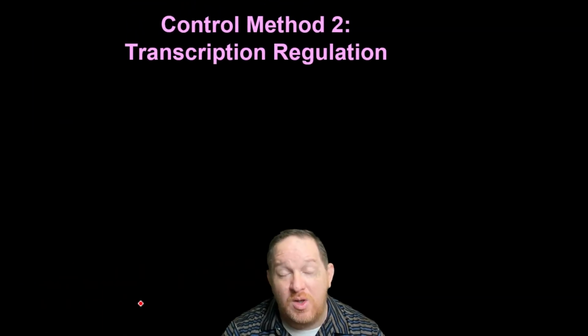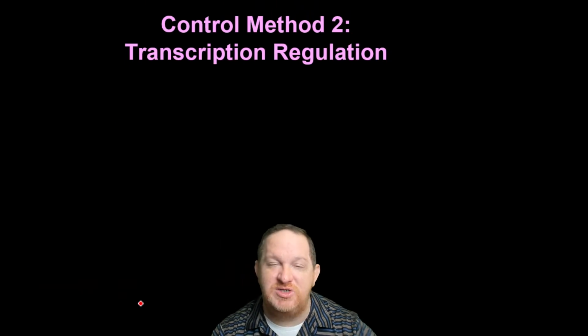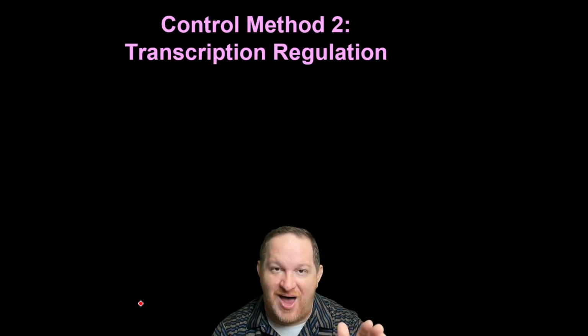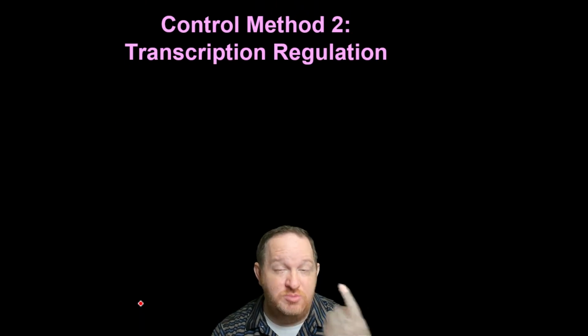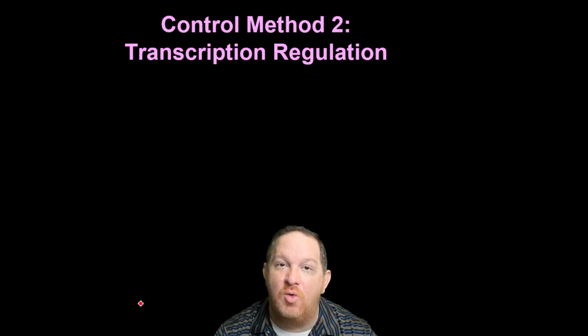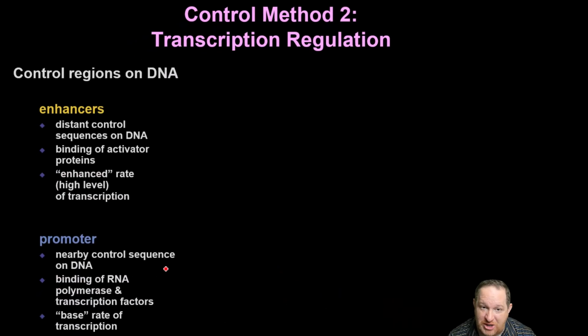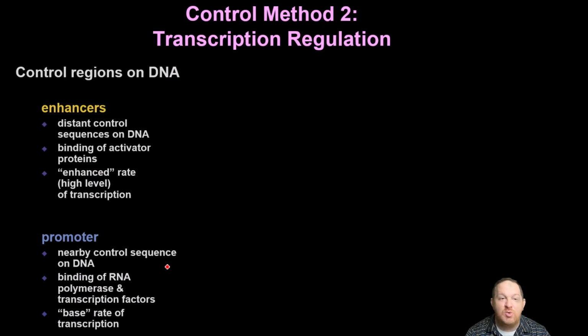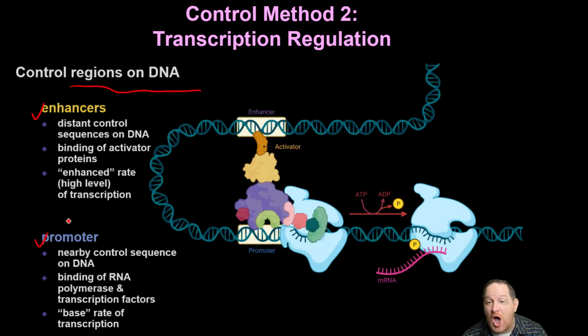Okay, so control method 2. We talked about control method 1, modify the chromatin, either with acetyl groups or methyl groups. The second method of regulation is transcription regulation. So we have some regions on the DNA. We have some enhancers and we have some promoters. Let's talk about what those do.